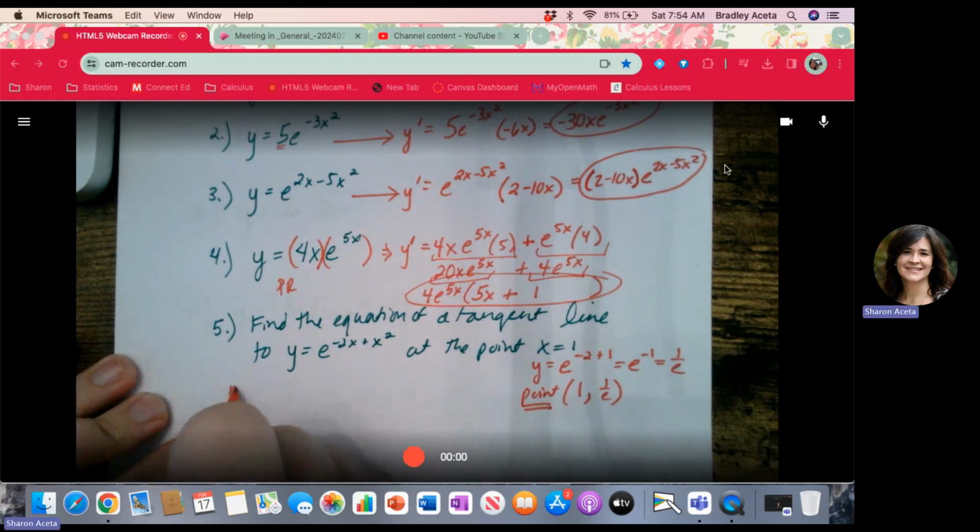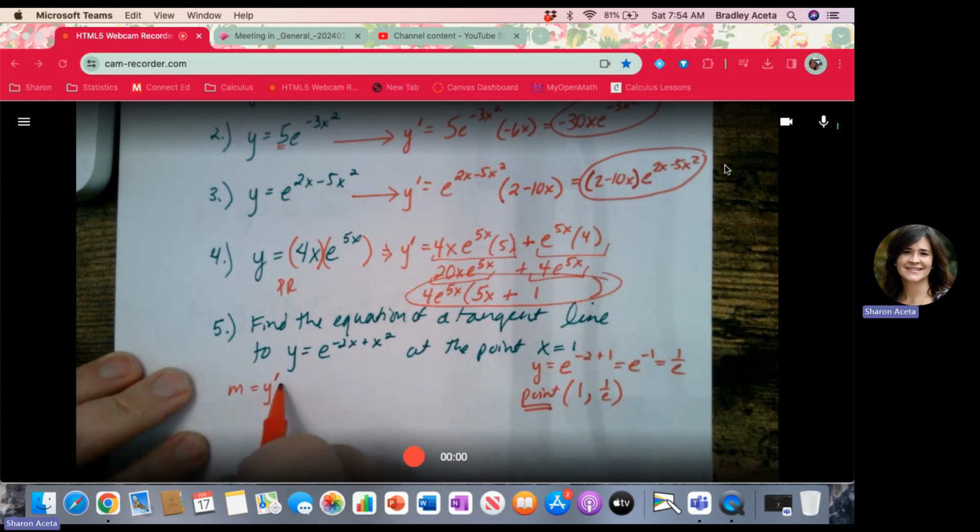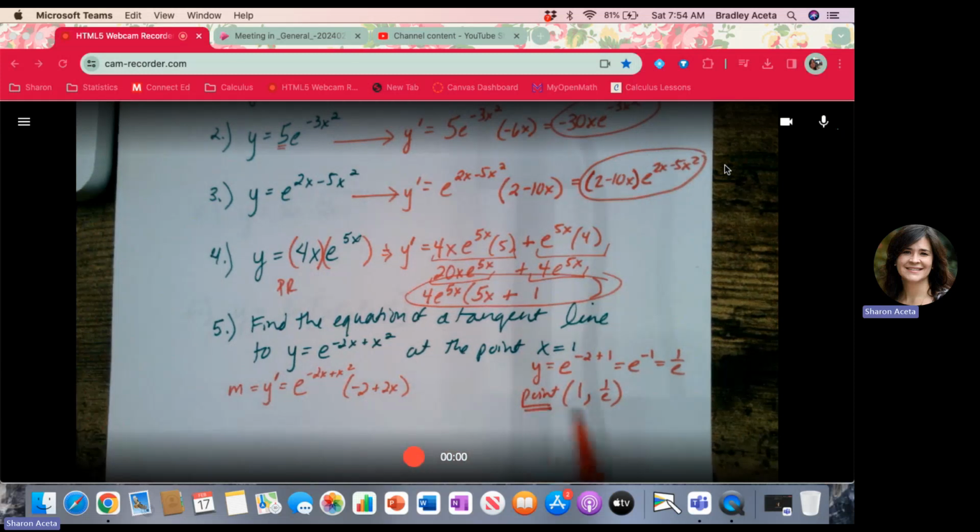Let's find our slope. And to find our slope, we take a derivative. All right? And to take a derivative of e, we write it again, and take the derivative of the exponent, the chain. Negative 2 plus 2x. Now we're going to plug 1 into this derivative.